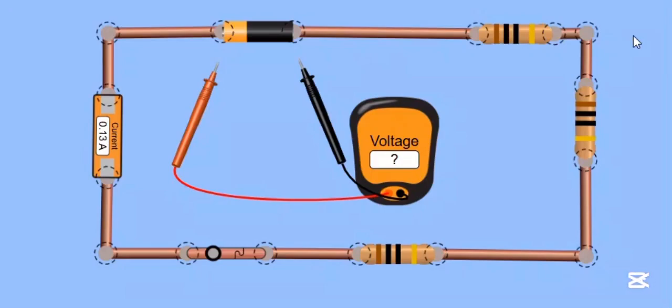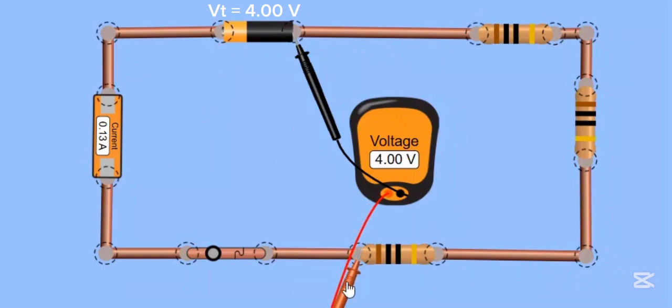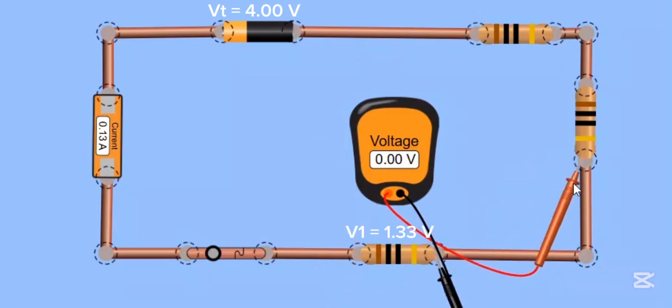Great, and quick experiment. Let's look at this. The voltage here is 4.00. Then let's look here. The voltage here is 1.33.